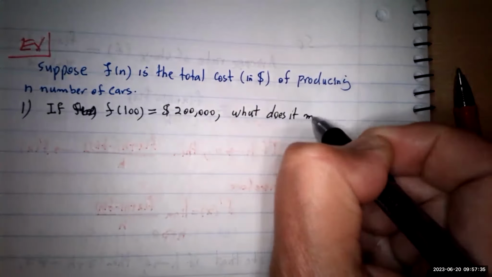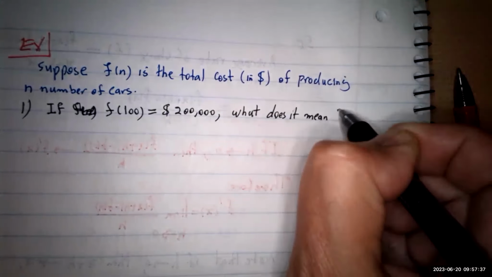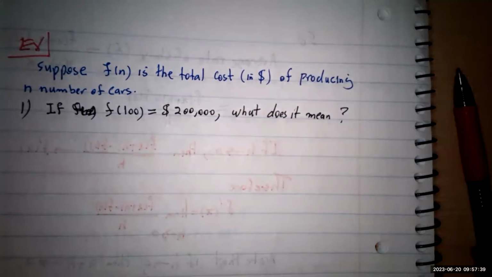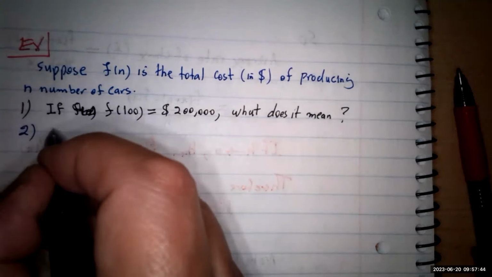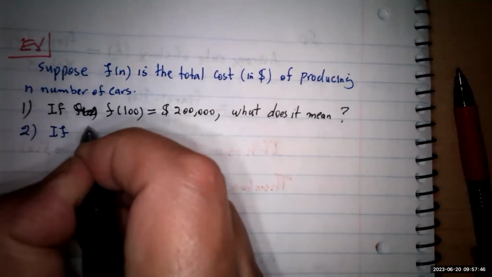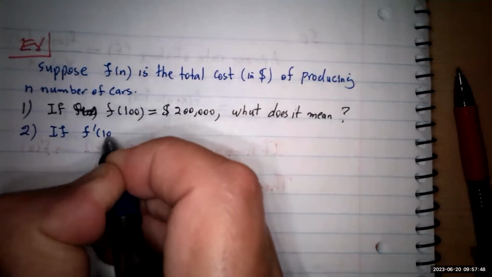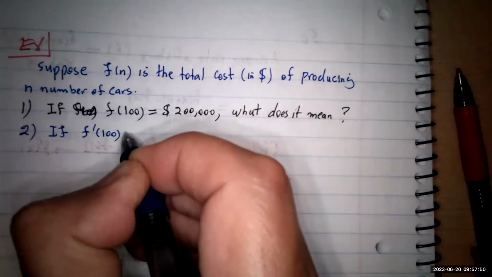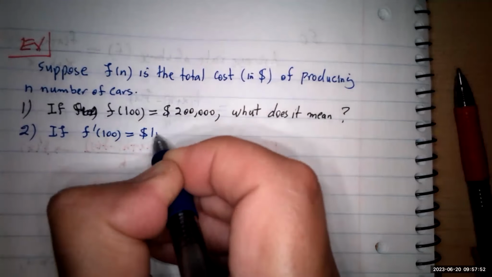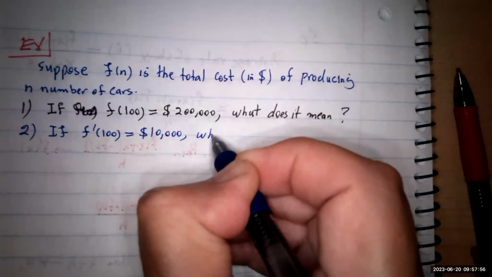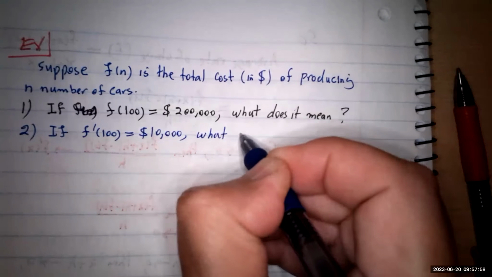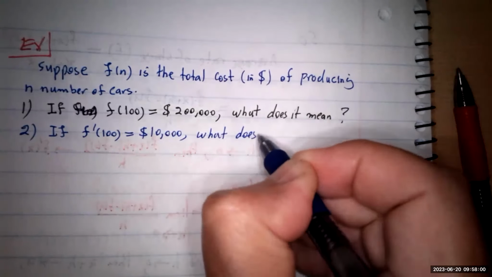What does it mean? That's the first part. And then the second part, if we give you this one, if f prime of 100 is going to be $10,000, can you tell us what does it mean? What is the interpretation of these two numbers?